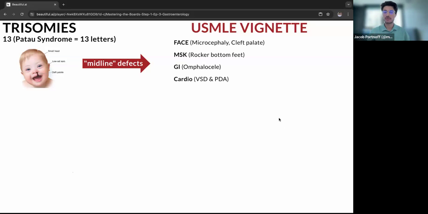So now let's go through from top to bottom, thinking about midline defects. Midline, the head and the lip, we're going to be thinking microcephaly and cleft palate. MSK, you're going to get these classic rocker bottom feet.